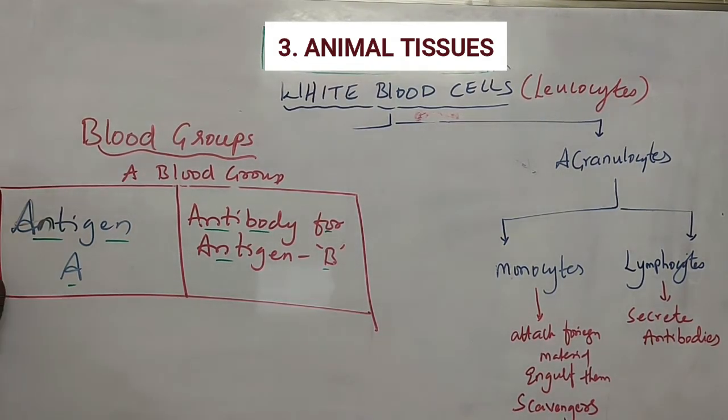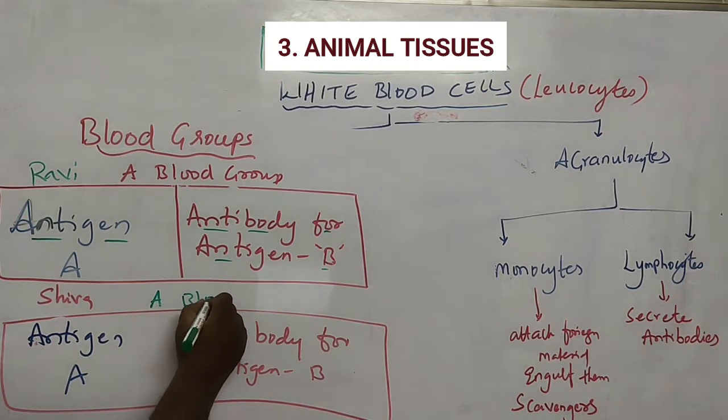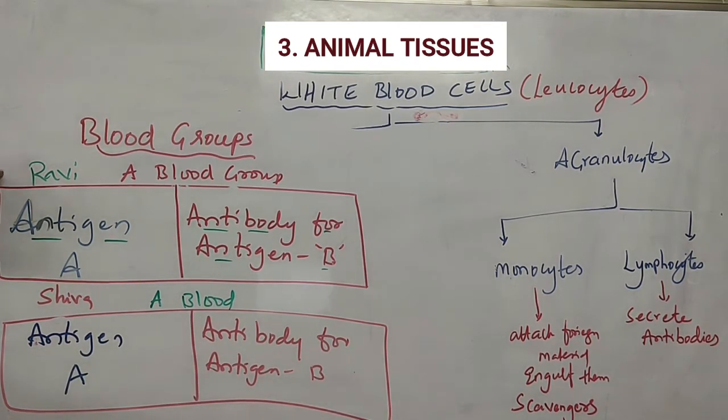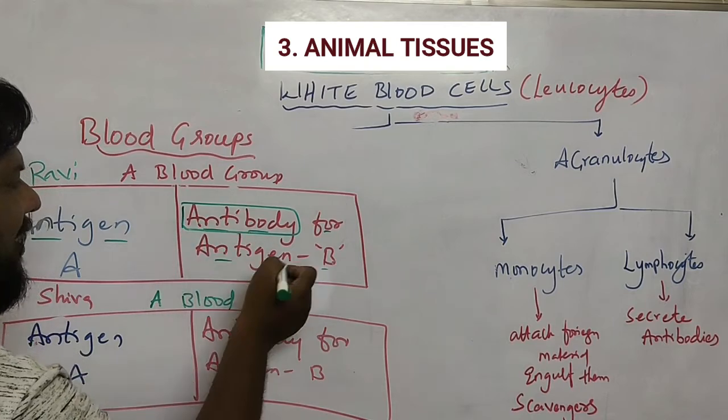Okay, now here is a person called Ravi. We'll take the example of a person called Ravi. And again, there is a person called Shiva. Okay children, I have taken the example of Ravi and Shiva. Ravi has the A blood group and Shiva also has the A blood group. So now here, Ravi has antigen A. There will always be a fight between the antigen and antibodies. If the antigen and antibody are the same, there will be no problem at all. So here antigen is A, and here we have the antibody for antigen B.